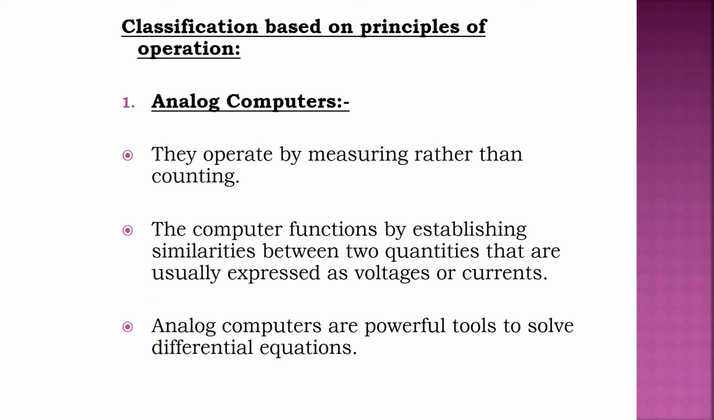Analog computers are a form of computer that uses continuous physical phenomena such as electrical, mechanical, or hydraulic quantities to model the problem being solved. They operate by measuring rather than counting. The computer functions by establishing similarities between two quantities that are usually expressed as voltage or a current.